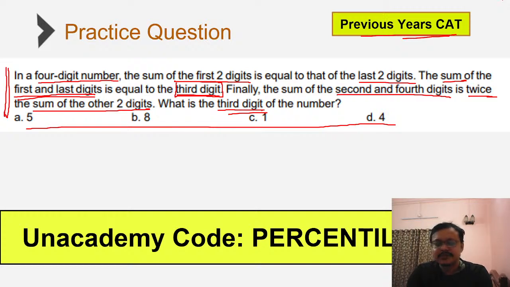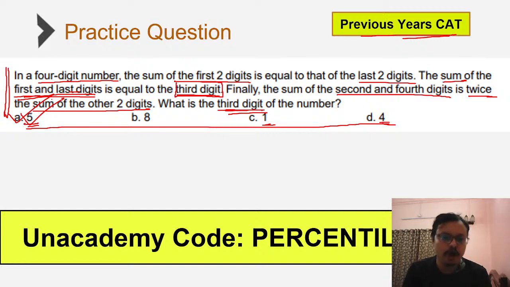So everybody, which one would it be? Which will be the third digit and what will be the overall number? You simply look at which option is the sum of two digits. You'll find that 5 is the sum of 1 and 4. And given that the third is the sum of the first and last digits, the answer must be option A, that the third digit of the number is 5.